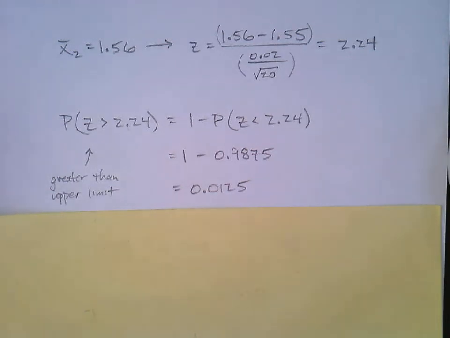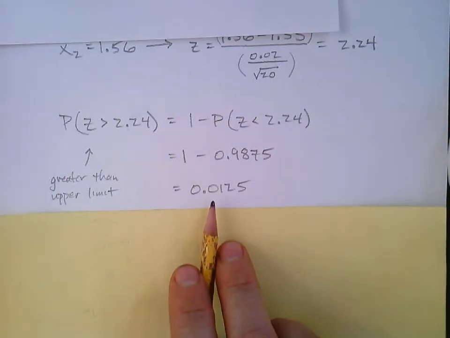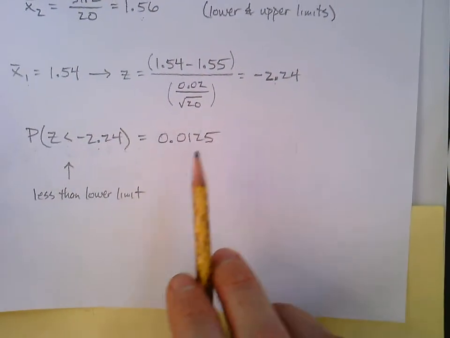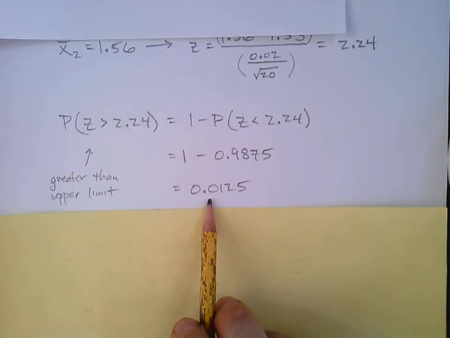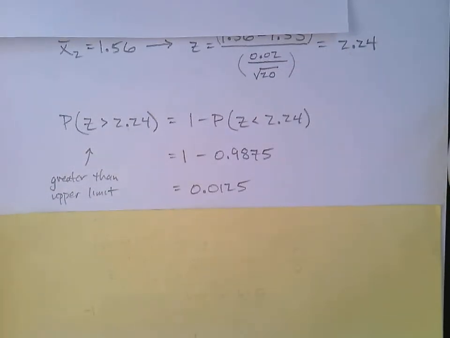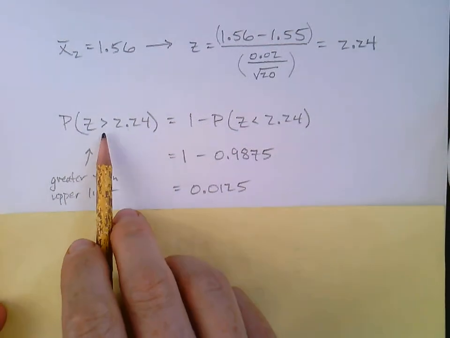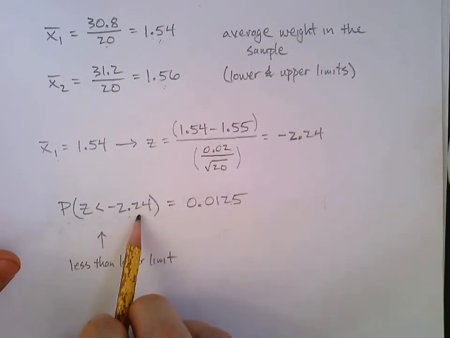Now here you might notice, oh wow, it's actually the same probability, 0.0125. Yeah, and that makes sense because we're thinking, well, we don't want it too high or too low, and it's going to be symmetrical about the mean. So the chances of being greater than this z-score are the same as the chances of being less than this z-score.